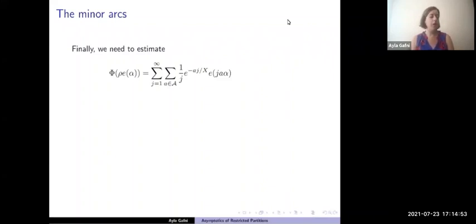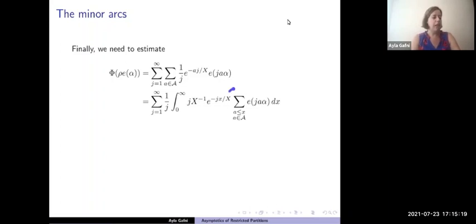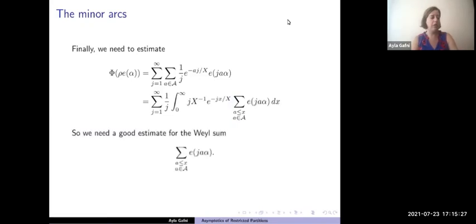And for the minor arcs, all we know is that alpha is not in a major arc. So we need to estimate phi for a generic element at alpha. And so here's our definition of phi. And I'm going to expand this exponential into an integral and then move the sum over A inside. And so when I do that, then, again, I've isolated the dependence on A into this innermost sum. And so to evaluate this entire function and to bound it, I need to bound these Weyl sums, these exponential sums over elements that are weighted by the elements in my set A.